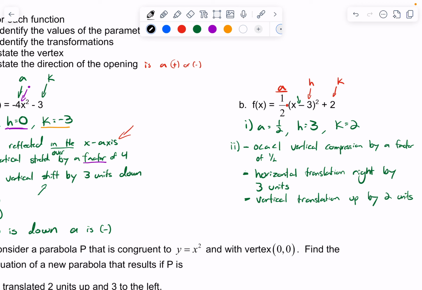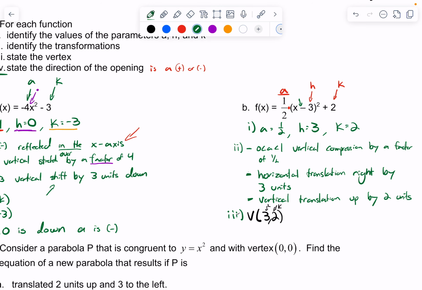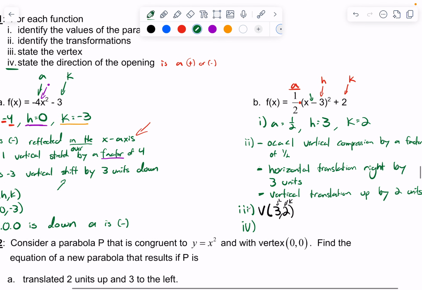Stating the vertex, well, the vertex, once again, is always at the h and the k. So we've identified our h and our k. Well, in this case, our vertex is at 3, 2, because this is our h, k. That's actually 3. Sorry, I'm pretty sick right now, so I'm making a few mistakes along the way. And this is 4. And then this one, state the direction of opening.